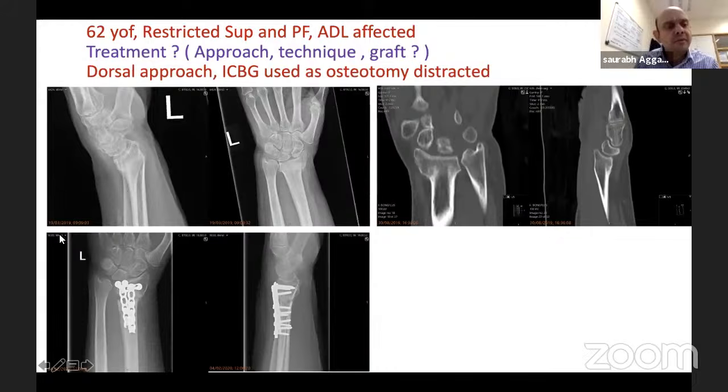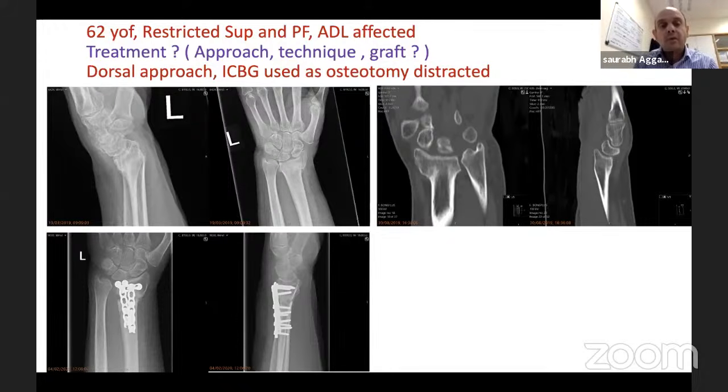So this patient of mine was seen, I think, in March 2019. 62, fell down, managed non-operatively. But as you can clearly see, it went into a significant dorsal malunion, then referred to me. Clinically, as you know, with dorsal malunion, it's the supination which is restricted, and it's the palmar flexion which is restricted. So she came in with painful activities of daily living affected.